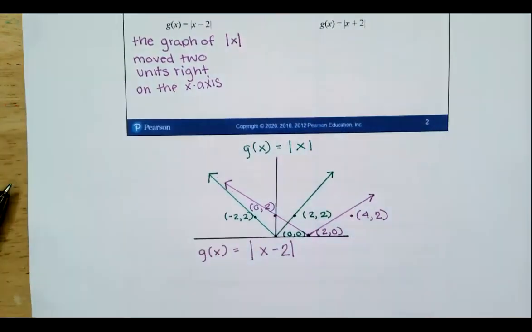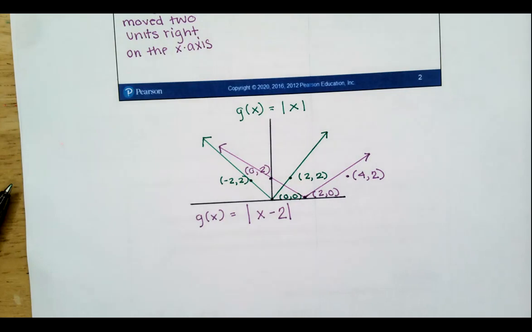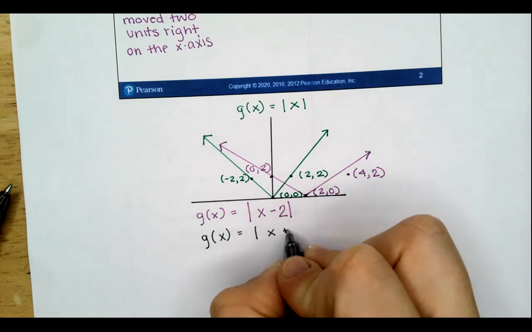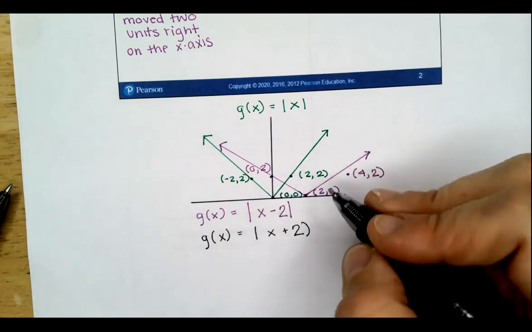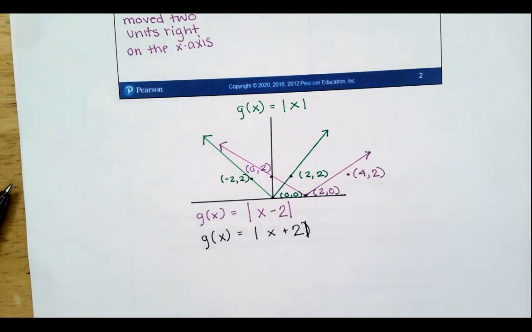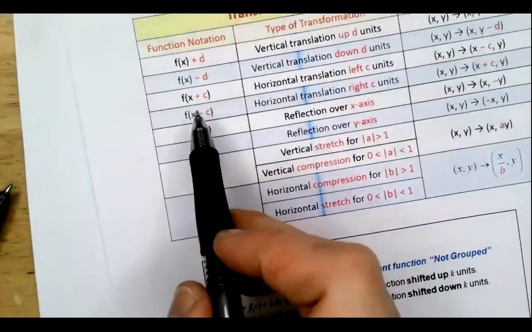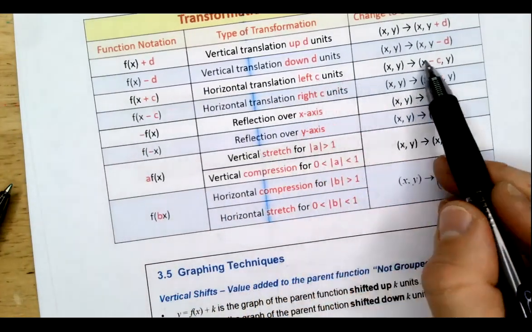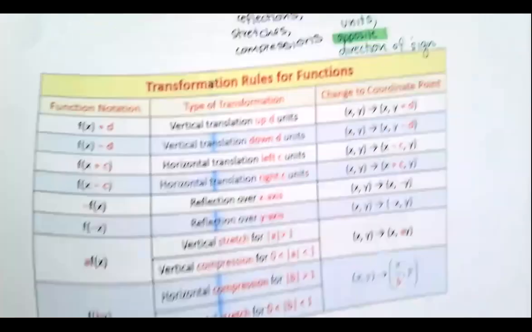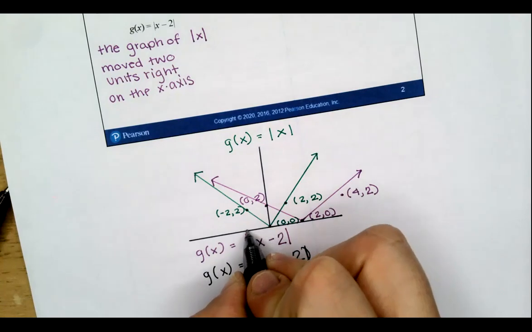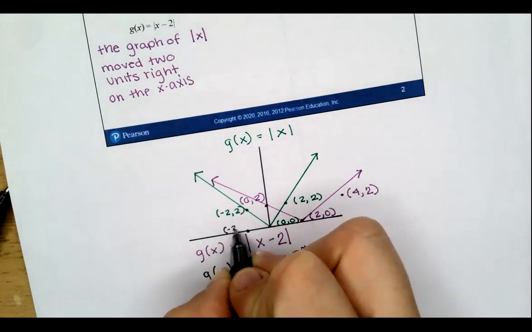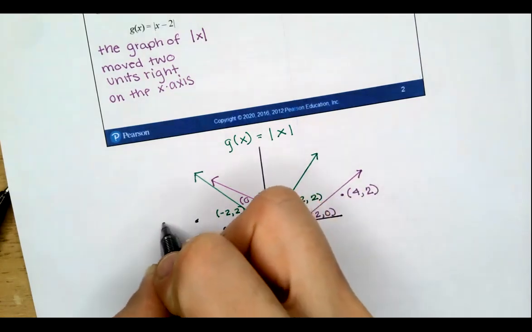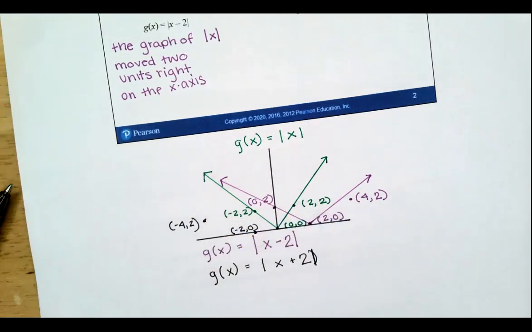Good. All right, let's do x plus 2. Our next one is g of x equals the absolute value of x plus 2. So again, we're going to take that parent function, and now we have x plus c. We're going to do a horizontal translation left c units or left 2 units. So that c is going to be subtracted from x. So instead of 0, 0, we are going to have negative 2, 0. Instead of 2, 2, we're going to have 0, 2. And instead of negative 2, 2, we're going to have negative 4, 2. Okay.